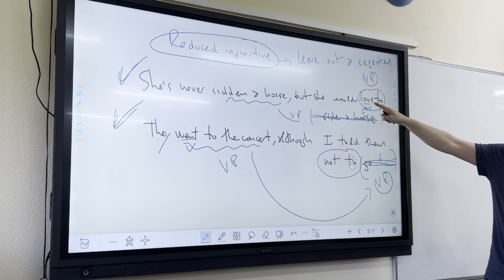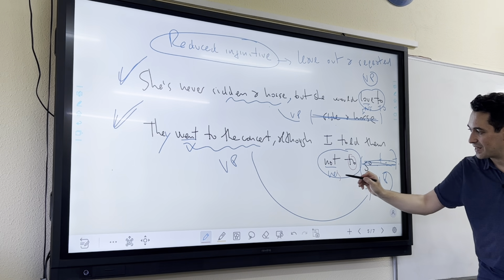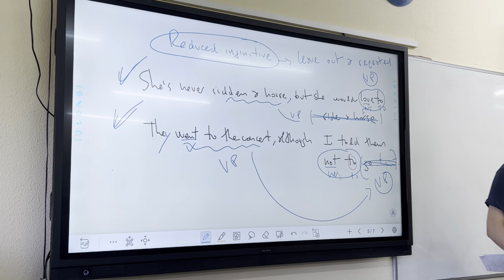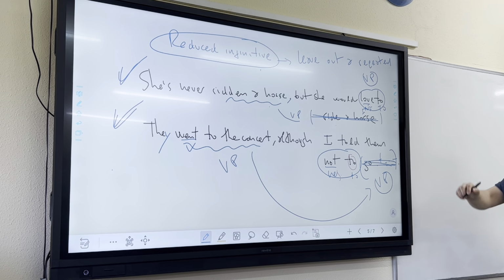Pay attention. Love to, infinitive plus to. And here, this is just negative and to. I told them not to. Negative and to. Alrighty. Is that clear? This is the so-called reduced infinitive. Shall we continue? Okay.